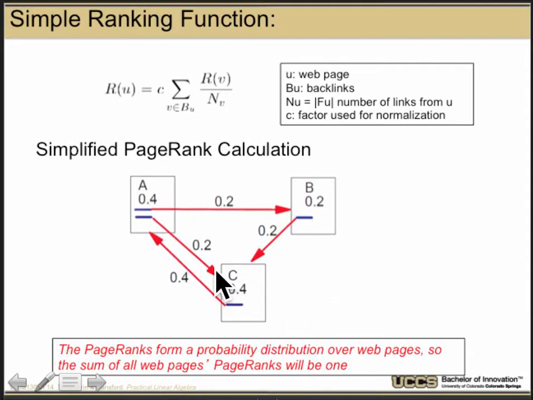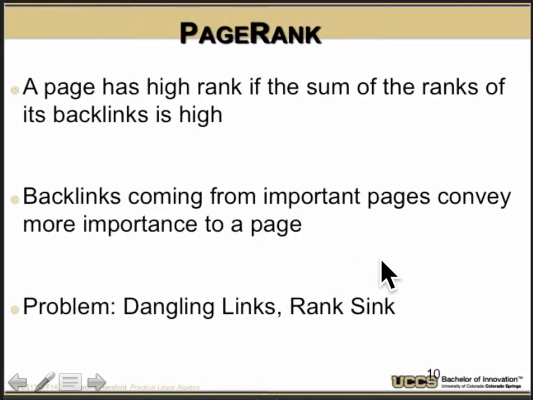We have a graph that has cycles in it. And what we really want to know is how the page rank affects everything, but everyone's page rank affects everyone else. But the high-level point is that a page's rank is the sum of the ranks of its backlinks. Pages coming from important pages convey importance. So besides the cycle, which we'll fix last, there are two other things we have to worry about, what are called dangling links and rank sinks.